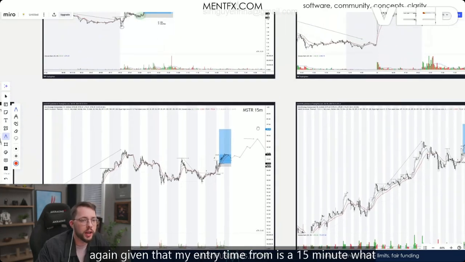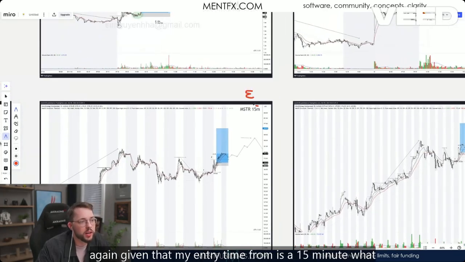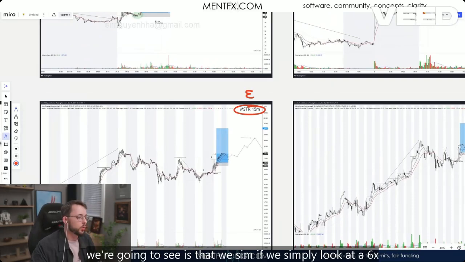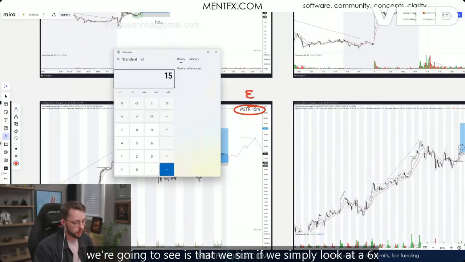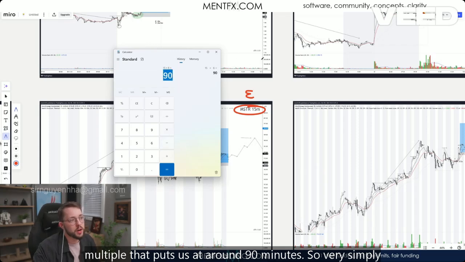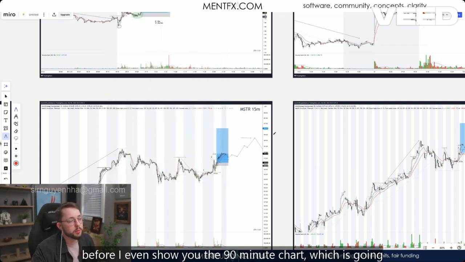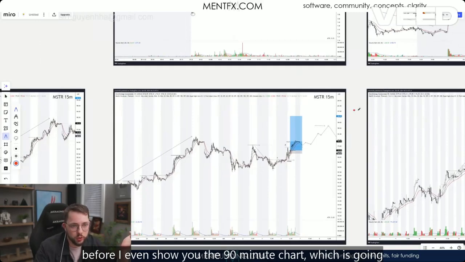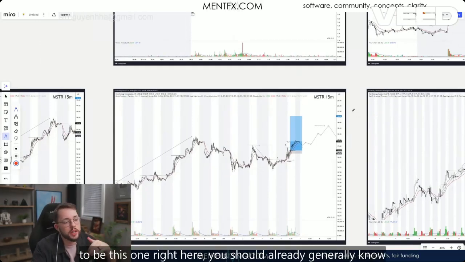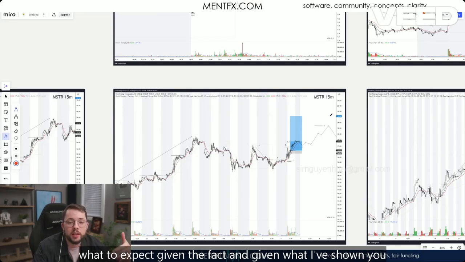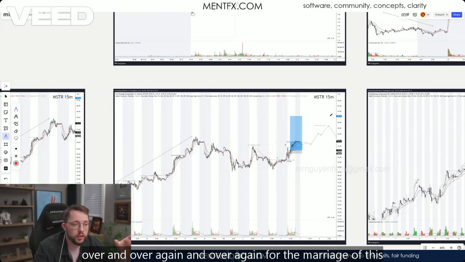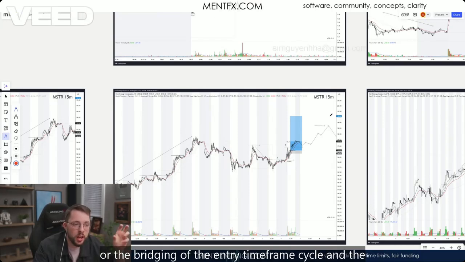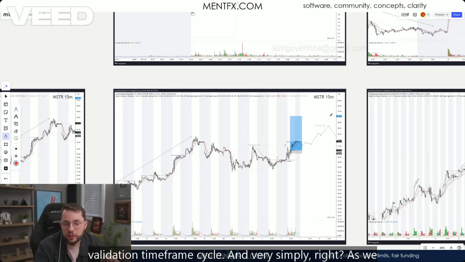Now, once again, given that my entry time frame is a 15-minute, what we're going to see is that if we simply look at a 6x multiple, that puts us at around 90 minutes. So very simply, before I even show you the 90-minute chart, which is going to be this one right here, you should already generally know what to expect, given what I've shown you over and over again for the marriage, or the bridging, of the entry timeframe cycle and the validation timeframe cycle.